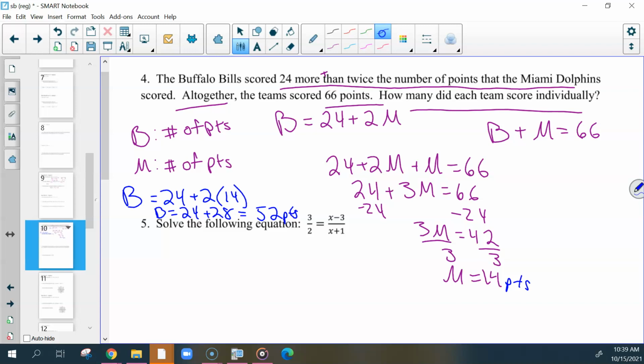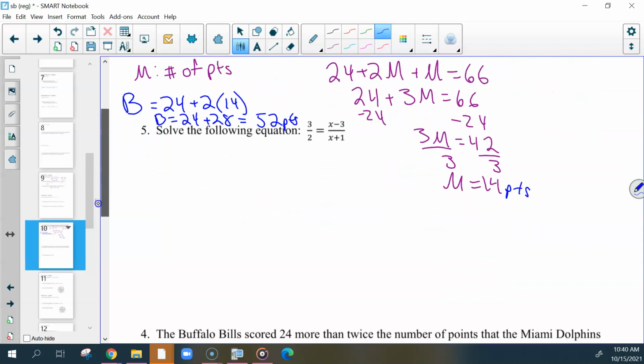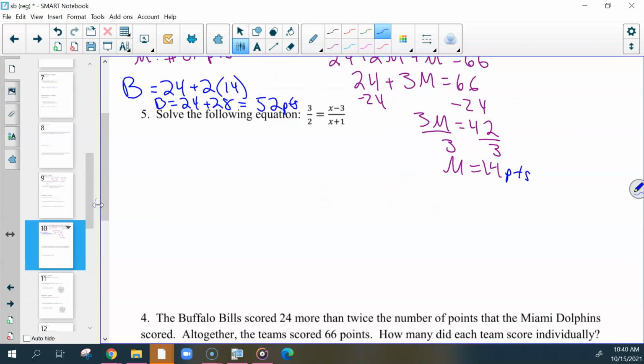Any questions on how we solved that one? I'm going to start number 5. I don't know if we'll have enough time before lunch to finish it, but then we'll finish it when we come back. If we have 2 fractions that equal each other, how would we start solving them? Cross multiply.